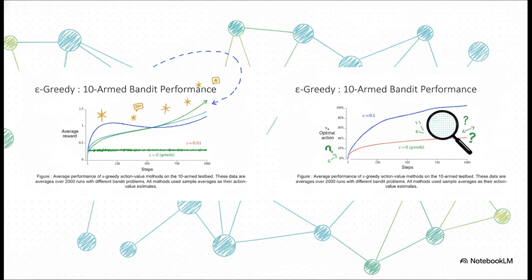The graph on the right tells the same story. The greedy agent gets stuck picking the best action maybe 40% of the time, while our exploring agent gets better and better until it's picking the optimal action almost every single time. It's just undeniable proof. A little bit of exploration goes a long, long way.